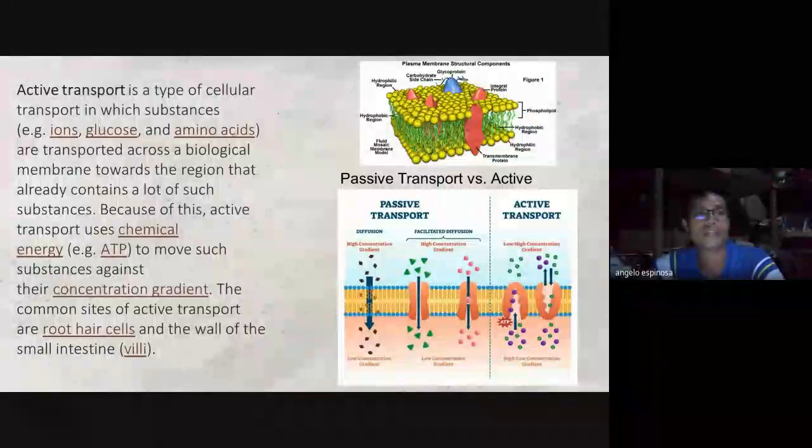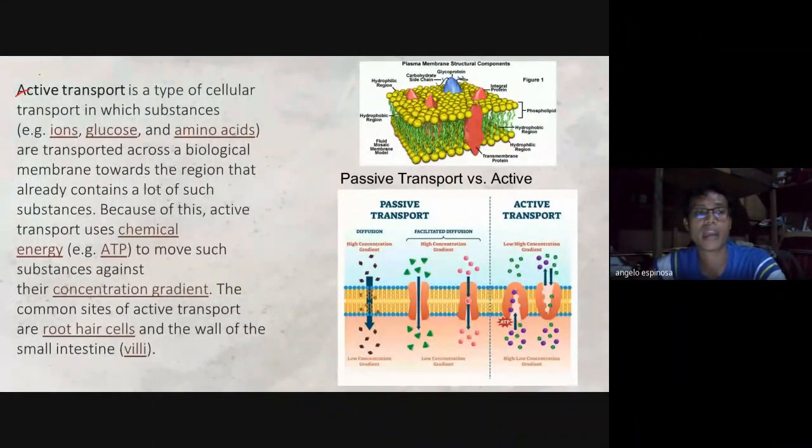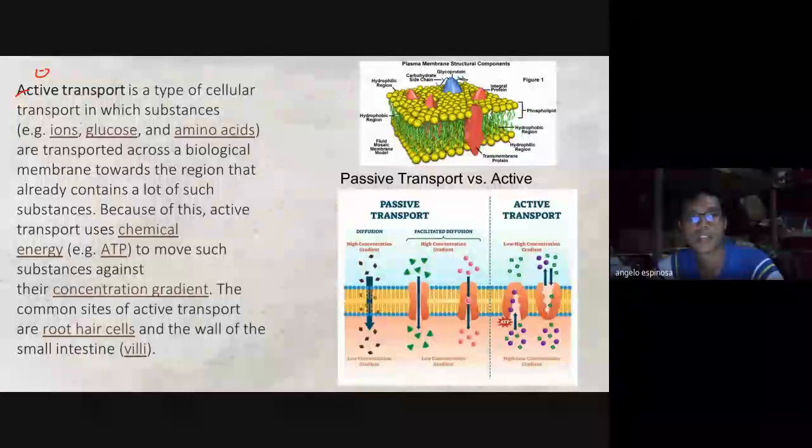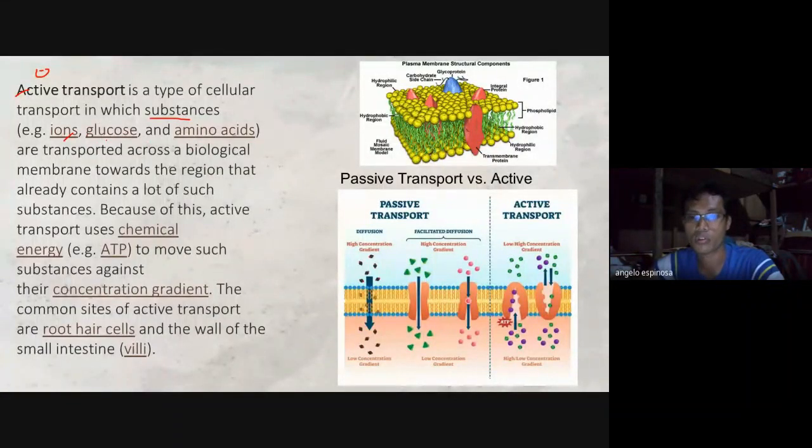Okay, so you have active transport, which is part of osmosis. Active transport is a type of cellular transport in which substances such as ions, which carry a charge, and we have here glucose and amino acids, are transported across a biological membrane towards the region that already contains a lot of such substances.